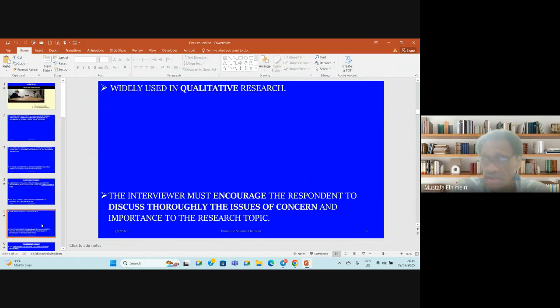Widely used in qualitative research and studies, the interviewer must encourage the respondent to discuss thoroughly the issues of concern and importance to the research topic, so that he or she will be able to generate important information which is credible and useful for the research itself.